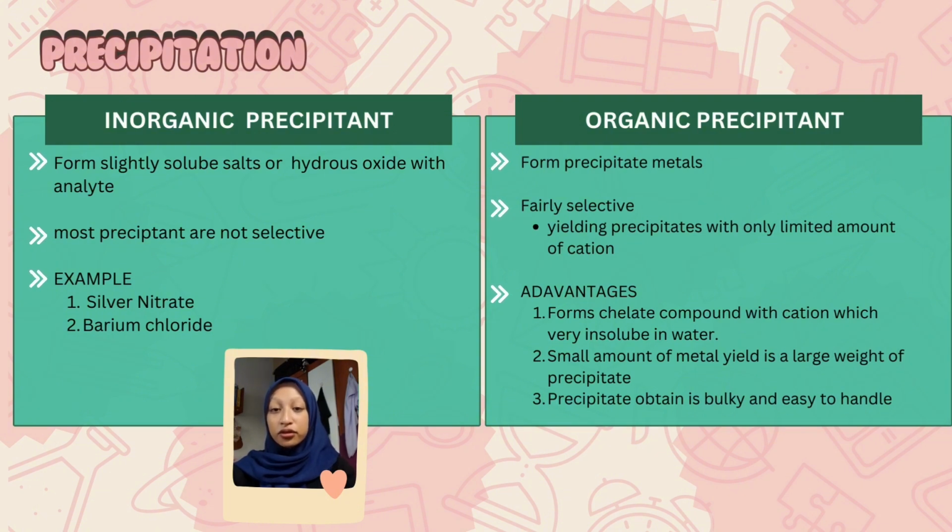The advantages of organic precipitant are that it forms chelate compounds with cations that are very insoluble in water. Other than that, a small amount of metal yields a large weight of precipitate, and lastly, the precipitate obtained is bulky and coarse and also easy to handle.